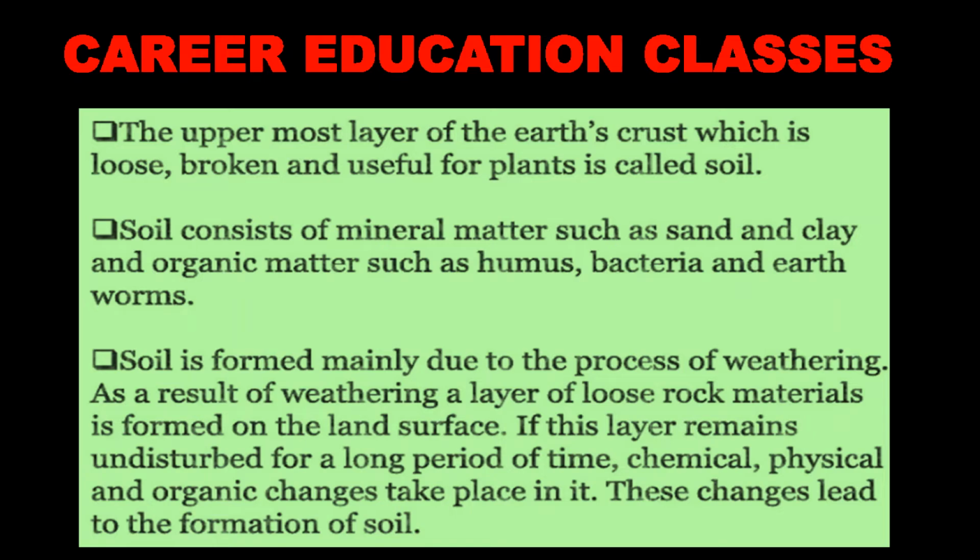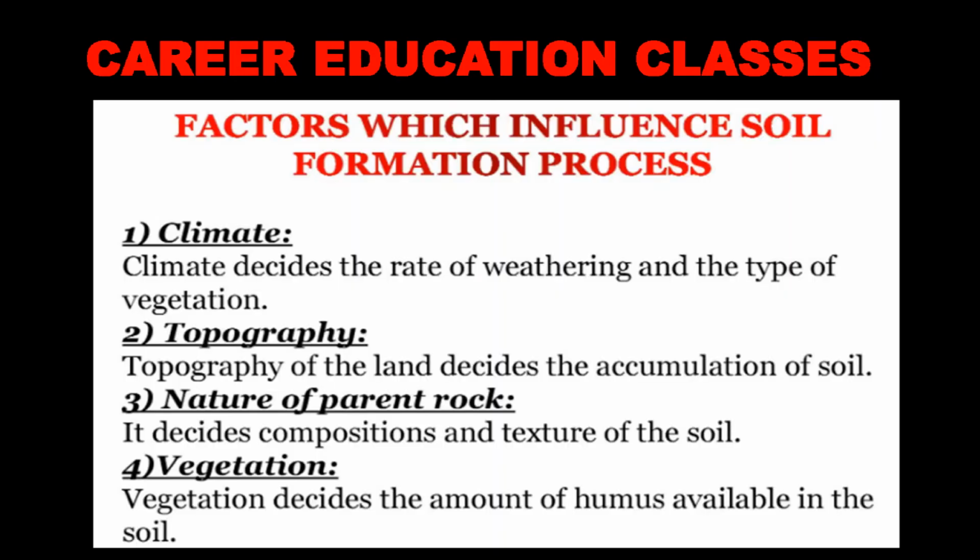If the question is asked how the soil is formed, this will be the answer. Factors which affect or influence soil formation are climate, topography, nature of parent rocks and vegetation. These are the four important factors which influence the soil formation process.